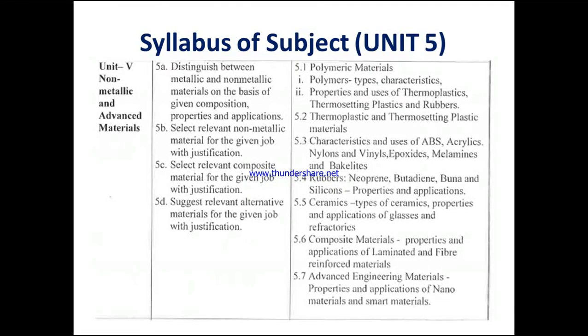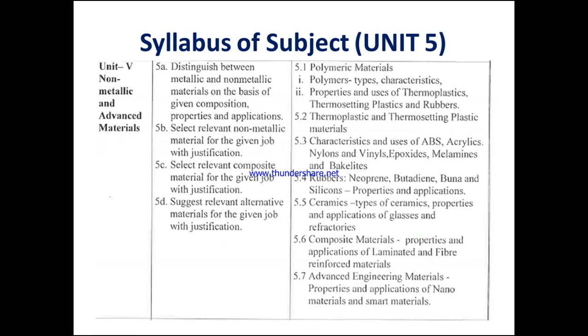Then the fifth unit is non-metallic and advanced materials. Now in this case, as we know, in automobiles polymers or plastics are used. So these are also types of material which are used for engineering applications, such as non-metallic and advanced materials. In this unit we have to study the properties of thermoplastic and thermosetting plastics, and rubbers. Then we have to discuss what is the difference between thermoplastic and thermosetting plastic.